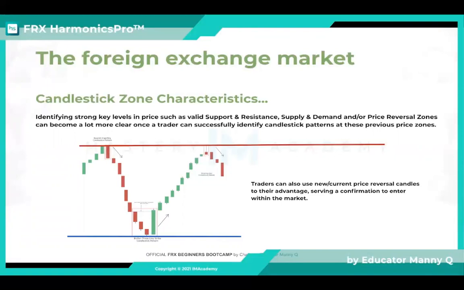Is this a strong support and resistance? Is this a strong supply and demand? Because if they are, by identifying these candlestick zones, you can have more confidence trading off of that zone. So remember, traders can use new or current price reversal candles to their advantage, serving as a confirmation to enter within the market.